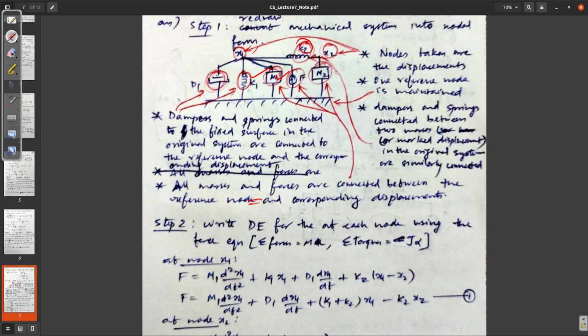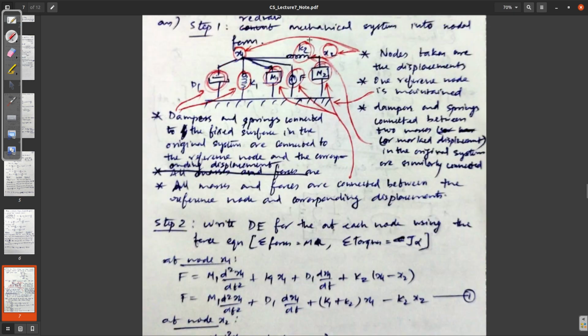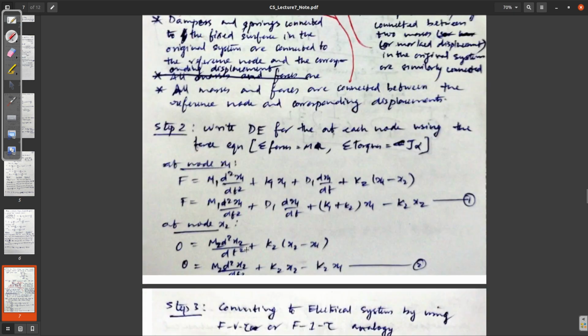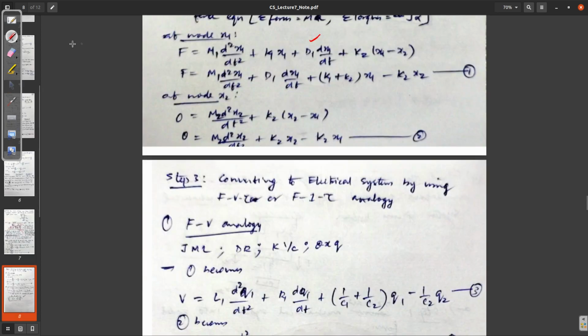So right away you can find similarities between how you write this differential equation and how you write the equations for a nodal analysis of an electrical network. Similarly, at node 2, what is happening? Only m2 is there. So m2 d square x2 by dt square plus we have k2. k2 is connected between x2 and x1. So k2 into (x2 minus x1). You can rearrange and form equation 2.